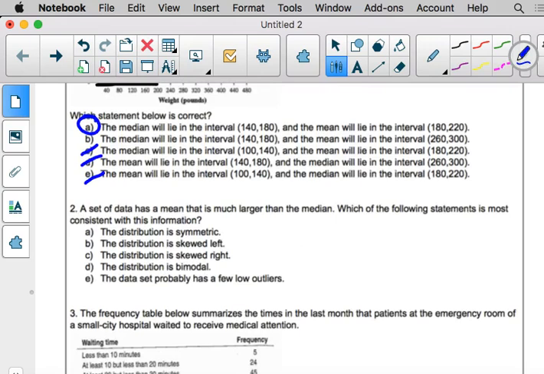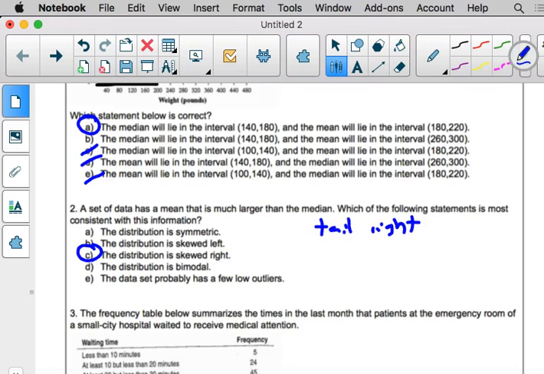For number 2, a set of data has a mean that is much higher than the median. Which of the following statements is the most consistent with that information? So the mean being larger than the median, that means your tail is being pulled up, right? It's being pulled upward towards the tail on the right. Now remember, when we're talking about skewness, the skewness describes where the tail is. So if you're noticing the mean is much larger, it's being pulled upward by the tail, that's going to be skewed right.